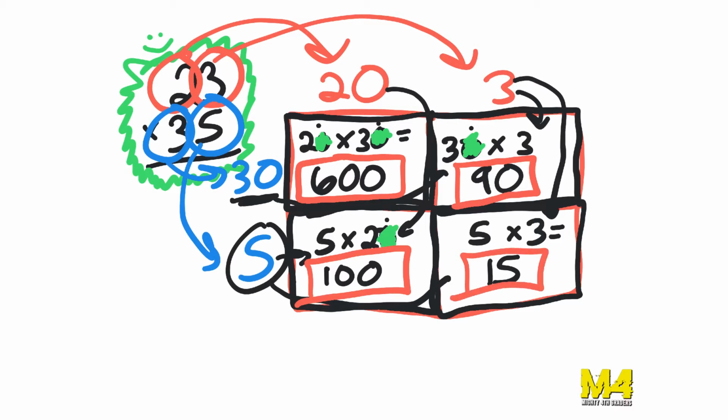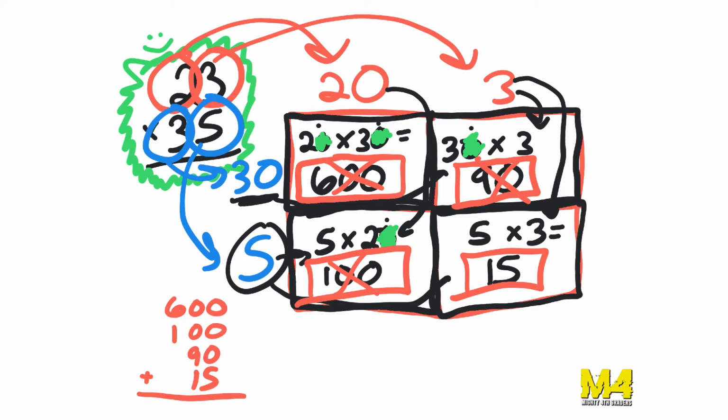So, as you remember, I have to take all of those numbers and now add them up so I can find my total product. I don't have a lot of screen space left, so I'm going to try to do this as small as possible in the corner. My largest number is 600. That's gone. My next largest is 100. That's gone. 90. That's gone. And now 15.